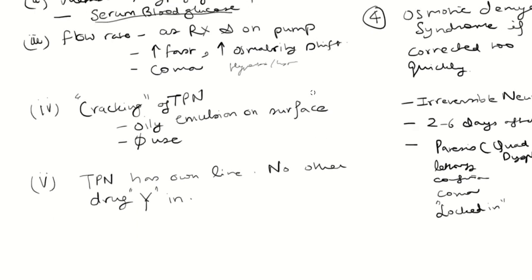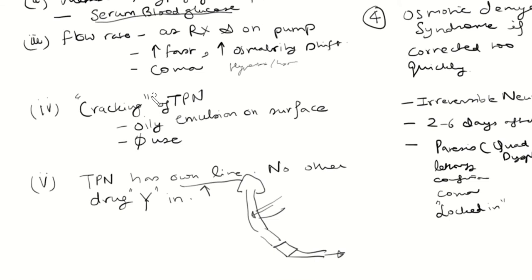There's a couple more things. If TPN is being given, it's its own line. Nothing else is given with this drug. So for example, if the bag is hanging and it goes into a patient's IV, into their blood, we don't want any other drug to mix with TPN while it's going through. And so TPN gets its own line.